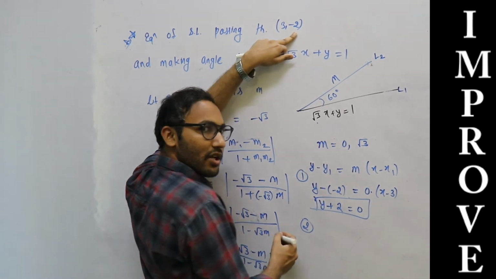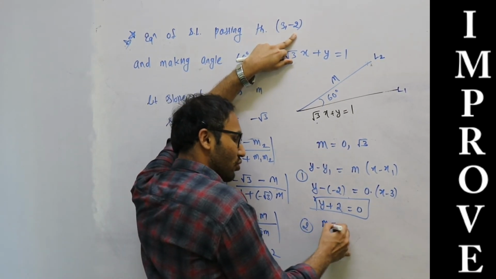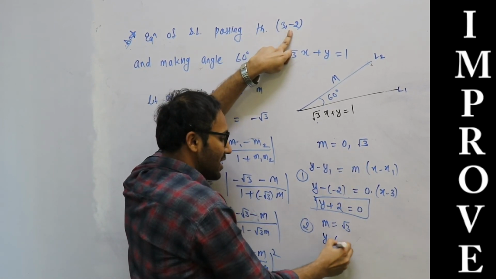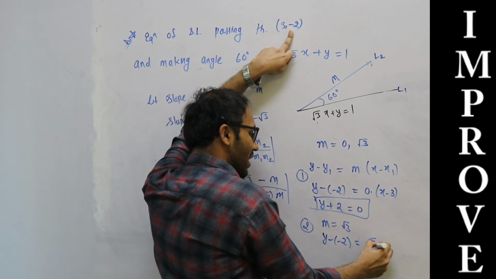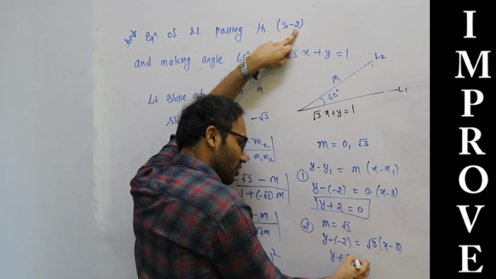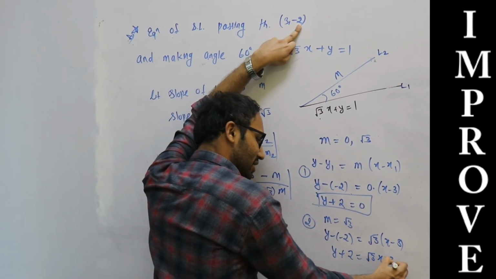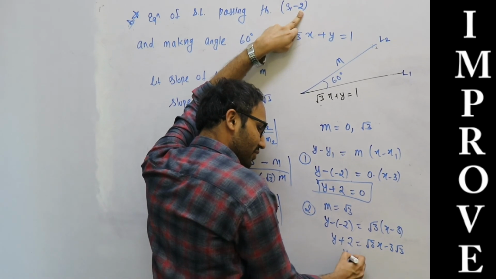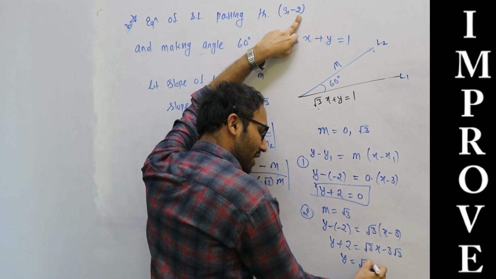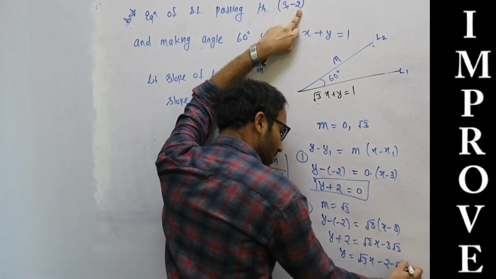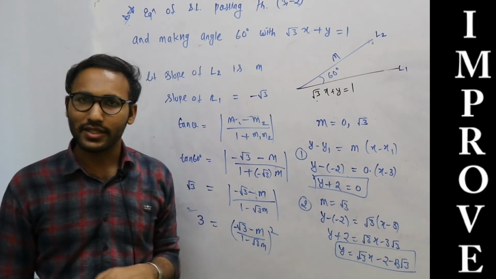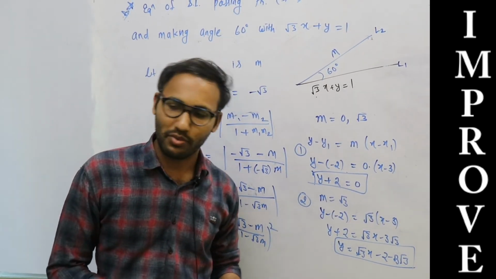For number 2, the slope is m equal to root 3. The equation will be y minus (minus 2) is equal to root 3 times (x minus 3). So y plus 2 is equal to root 3 x minus 3 root 3. So y is equal to root 3 x minus 2 minus 3 root 3 is your answer. Okay? So such questions also come sometimes. Okay, let's move ahead, understood?